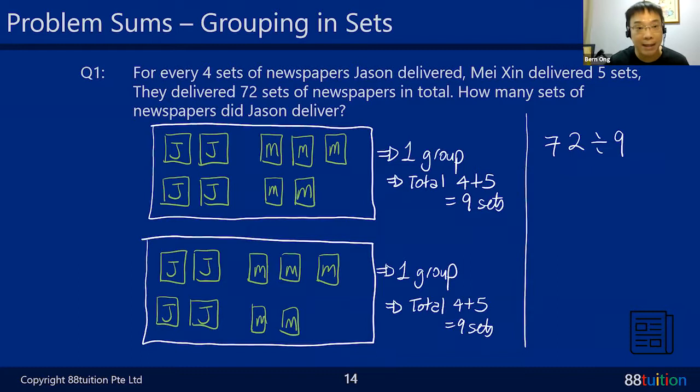All right. 24 is wrong. Try again, please. Ahad, 32 is correct. So inside your 72, how many 9 are there? So total, there will be what? 8 nines. 8 nines means what?